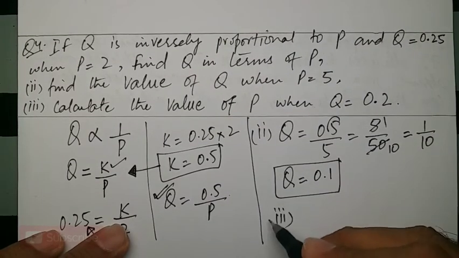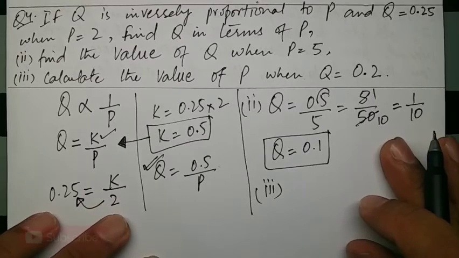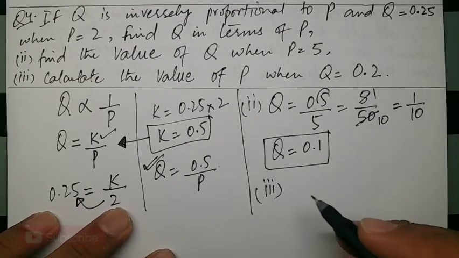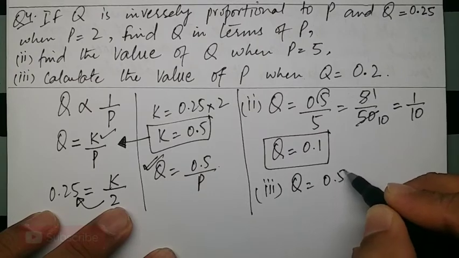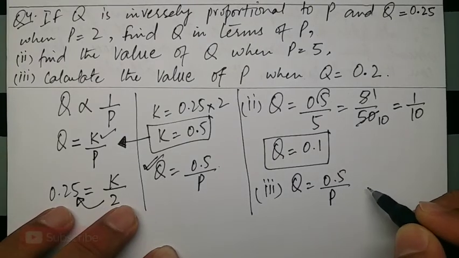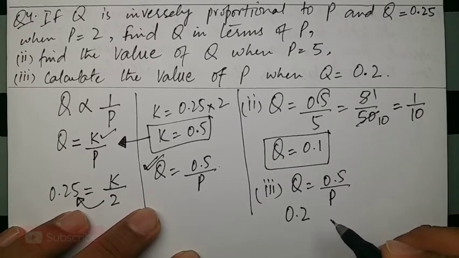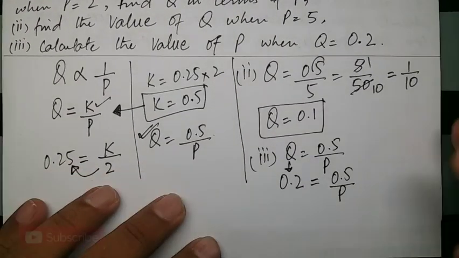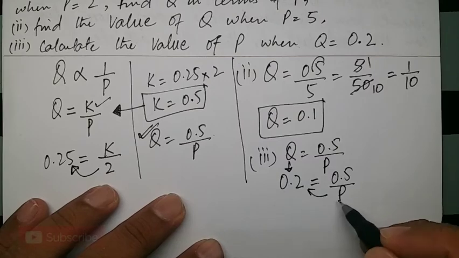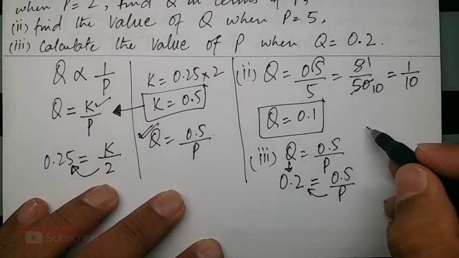And the third requirement of this question, we are supposed to find out the value of P when Q is 0.2. So the equation is Q is equal to 0.5 upon P, and we are supposed to find the value of P. So I will substitute 0.2 in place of Q, and it is equal to 0.5 upon P, and the next step will be cross multiplication, that P will shift to the left side and 0.2 will shift to the right hand side, right?